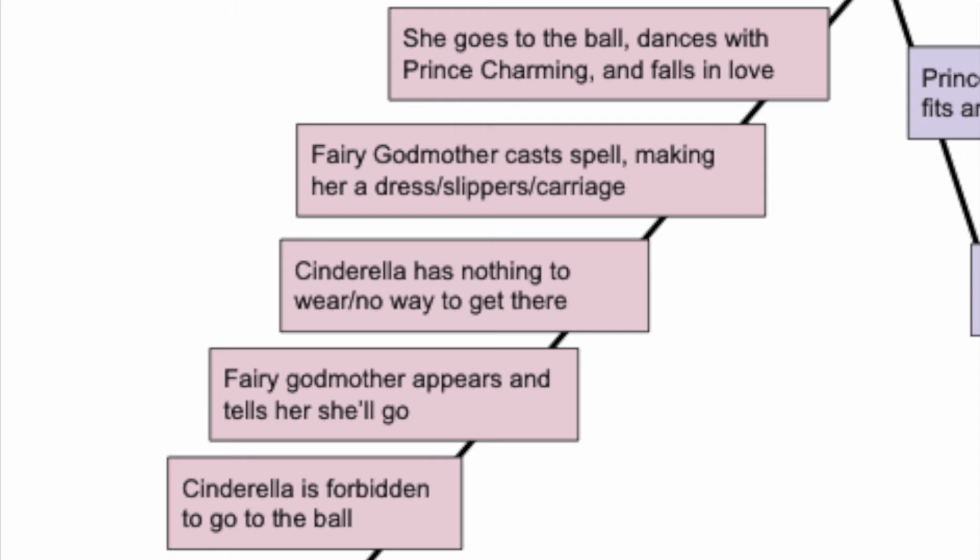Cinderella is forbidden to go to the ball. Then her fairy godmother appears and tells her that she will go. But Cinderella has nothing to wear and no way to get there. But then the fairy godmother casts a spell, turning her rags into a beautiful dress, and she gives her slippers and makes a pumpkin into a carriage. Cinderella then goes to the ball, dances with Prince Charming, and falls in love.